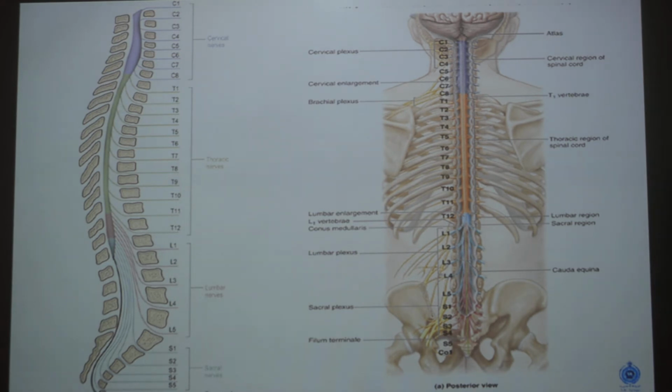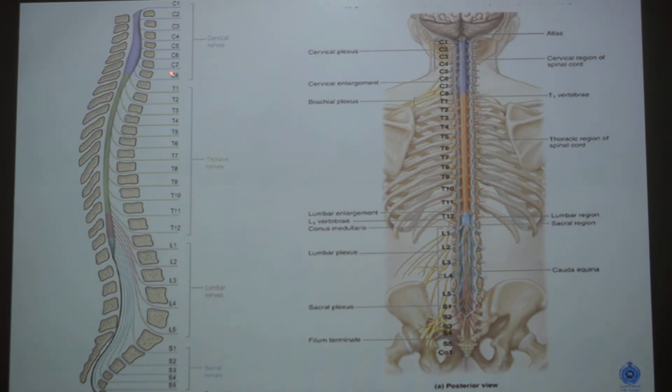So if you are looking for C1 spinal nerve, it is going to exit out between the base of the skull and C1. And C2 is going to exit out above C2, so it is between C1 and C2. This goes on till the 7th spinal nerve, which is going to come out between C6 and C7.